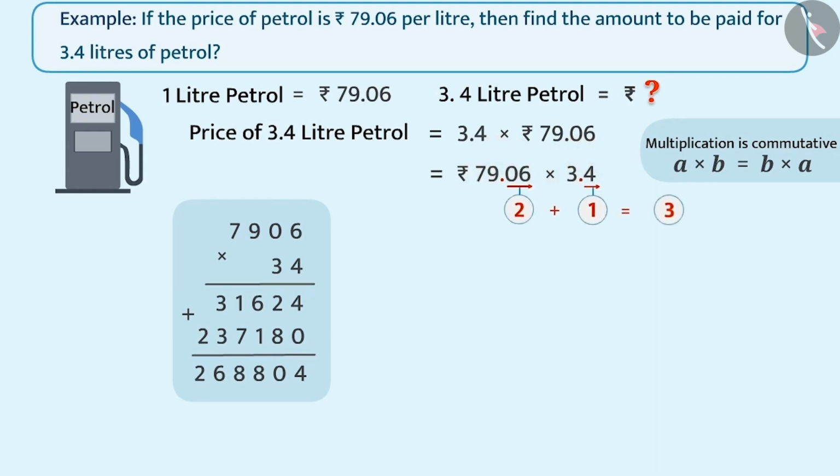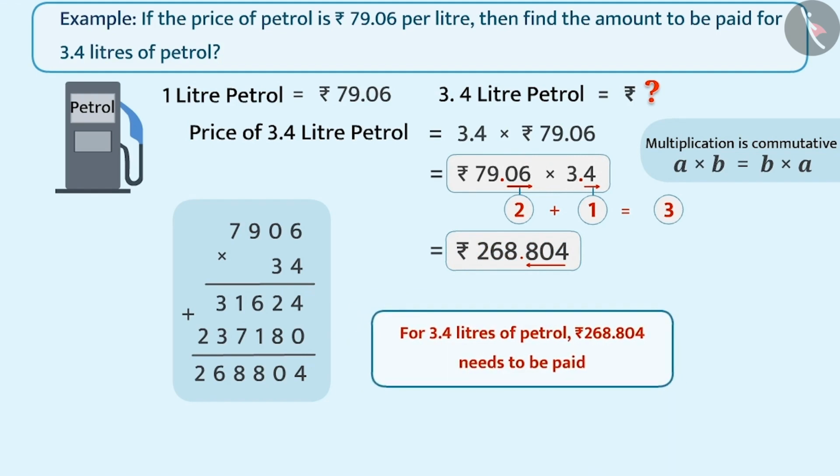Now we can see that in 79.06 and 3.4, to the right side of the decimal point, there are a total of 1 plus 2 is equal to 3 digits. So we will place the decimal point in the answer, leaving 3 digits from the right side. This will give us the correct answer as 268.804. Thus, rupees 79.06 multiplied by 3.4 is equal to rupees 268.804. Therefore, for 3.4 litres of petrol, rupees 268.804 needs to be paid.